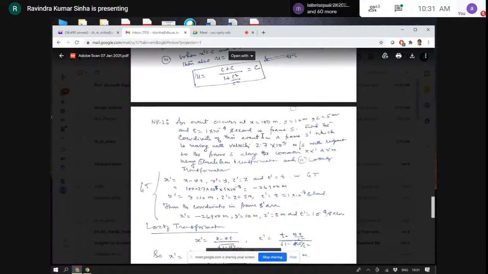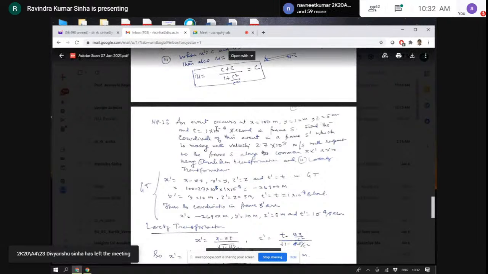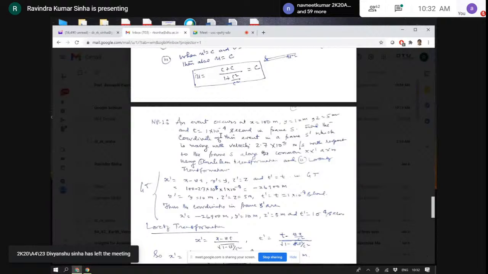An event occurs at x equal to 100 meters, y equal to 10 meters, and z equal to 5 meters. And that event has an interval t equal to 1 into 10 to the power minus 4 seconds. That is, that event takes that time.